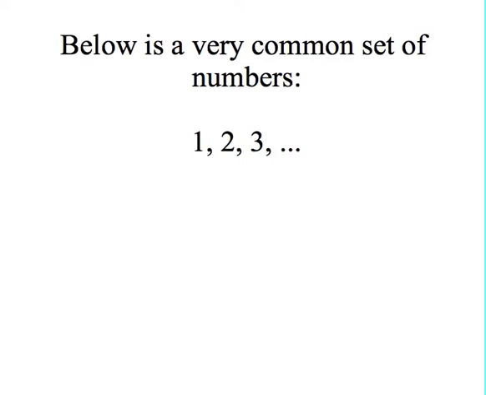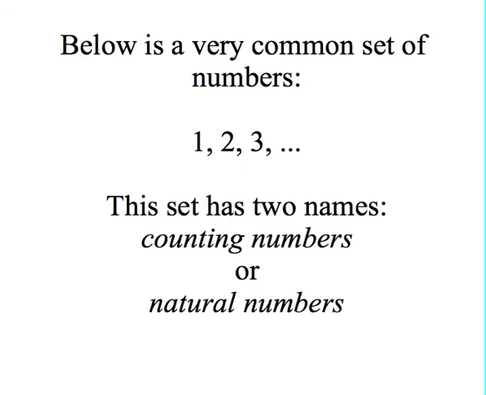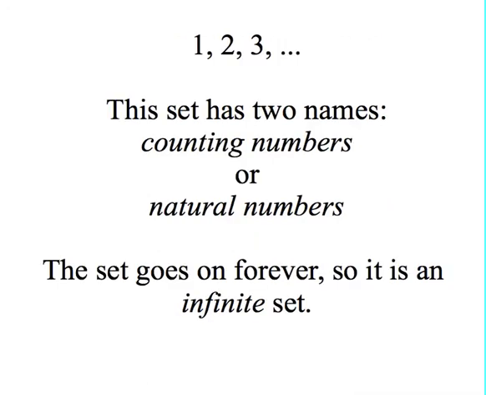Below is a very common set of numbers: 1, 2, 3, and so on. The 3 dots are red, and so on. This set has 2 names: counting numbers or natural numbers. The set also goes on forever, so it is called an infinite set.